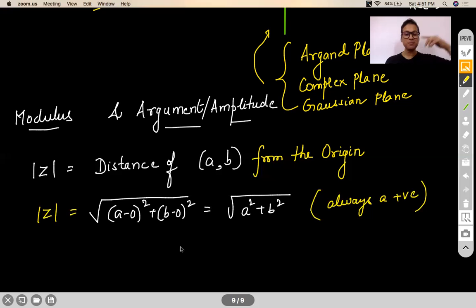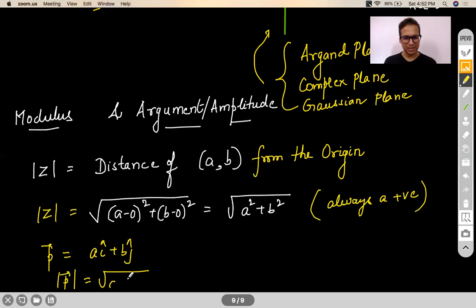You are confusing it with the mod of real numbers, where it gives you an absolute value. That mod is different. This mod is different. You can compare this with the magnitude of a vector. Vector you have done, right? How do you find the length of a vector? Let's say I take a vector P, which is aI plus bJ. How do you define the length of a vector? Square root of a squared plus b squared. Am I right? Correct? Why is it written like this?